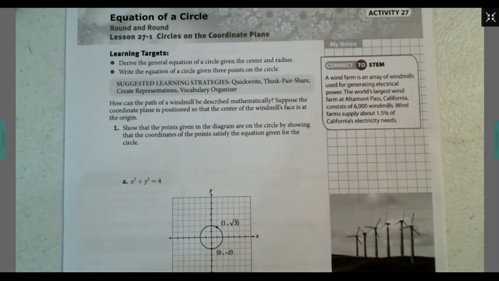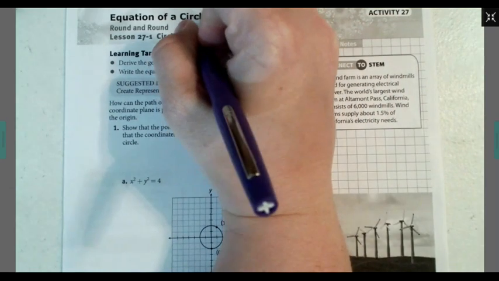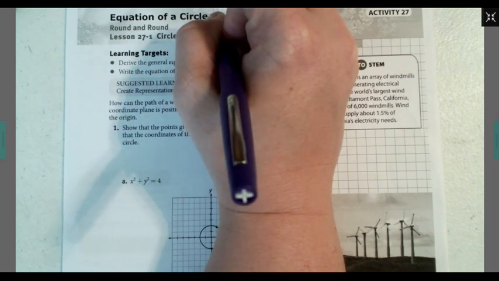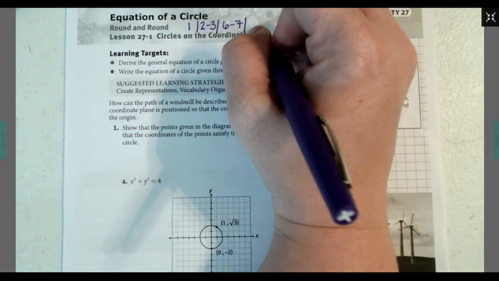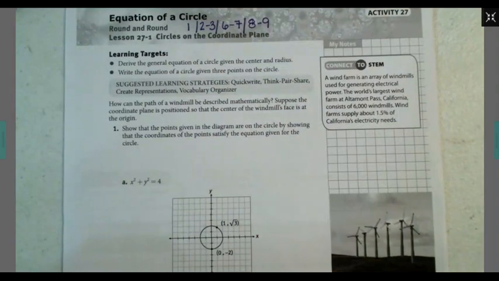Today we will be covering lesson 27-1. This will be split into 4 separate sections. We're going to cover question 1, questions 2 and 3, questions 6 through 7, and then we will round out with questions 8 and 9. Let's go ahead and start by taking a look at the introduction.